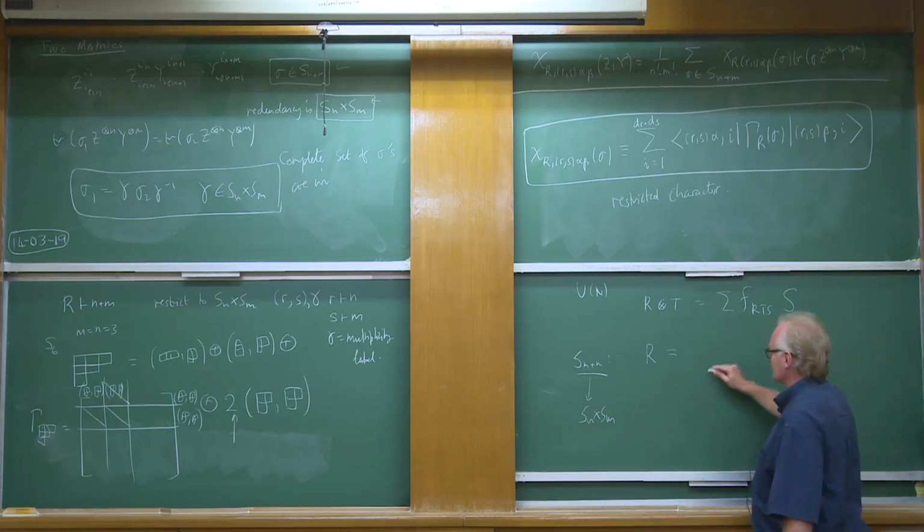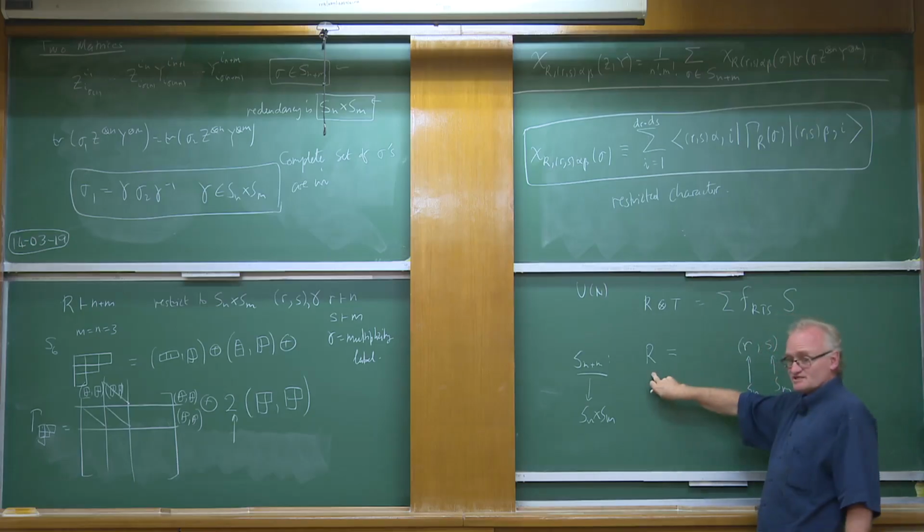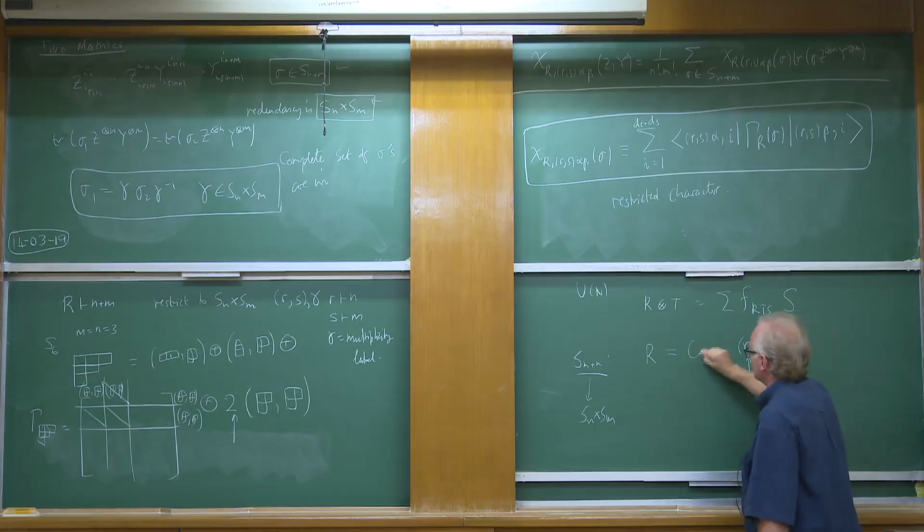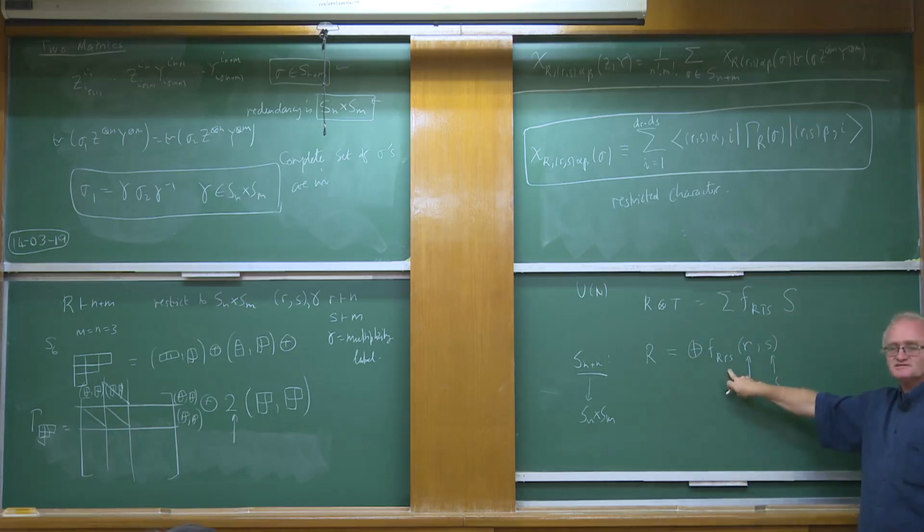So if you restrict now to a representation R of Sn and a representation S of Sm, this will decompose. And what does it decompose into? In fact, this is the same number. The Littlewood-Richardson number tells you how these restrict.